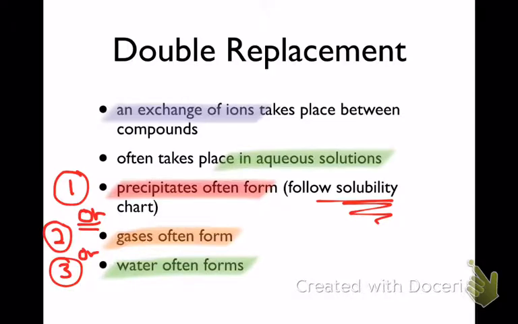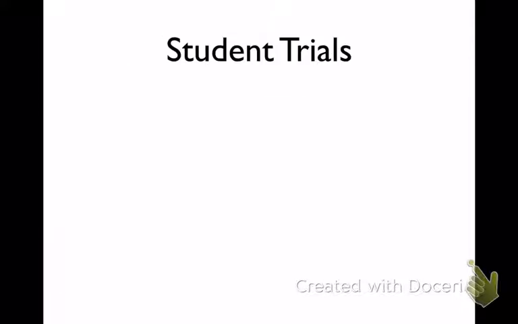So these are three possible products. Only one of these three has to happen. More than one might happen, but usually only one of them will occur. And at least one must happen for the reaction to really happen. Let's look at a couple of examples and see how this plays out.